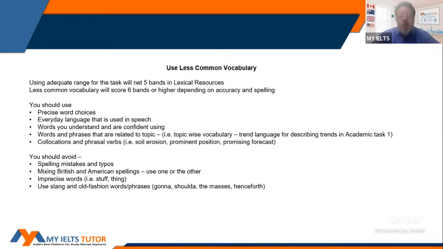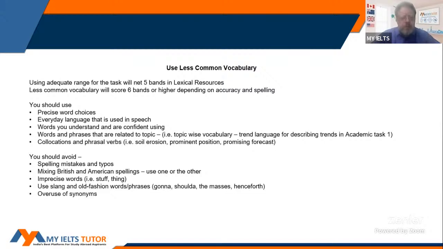Using slang and old-fashioned words or phrases such as "gonna" and "shoulda" are definitely slang words. You want to avoid those. And then "the masses" and "henceforth", those are outdated words or phrases. We don't use them currently in our writing, so you want to avoid those.